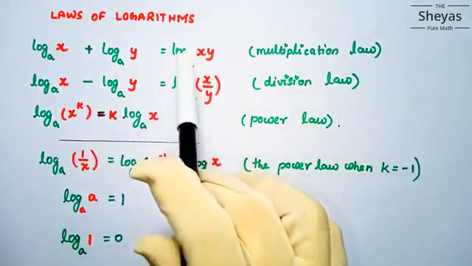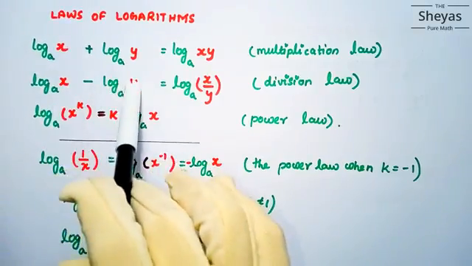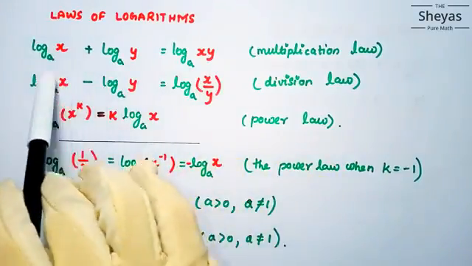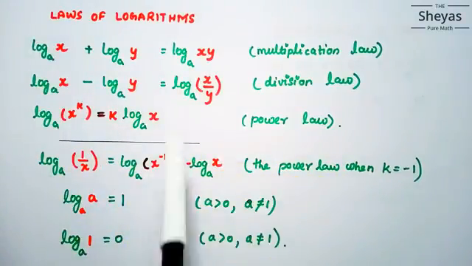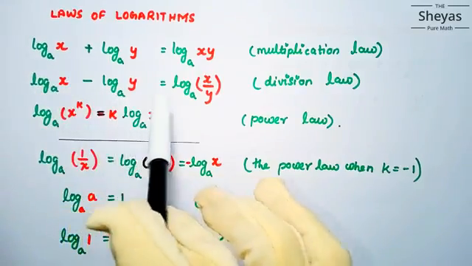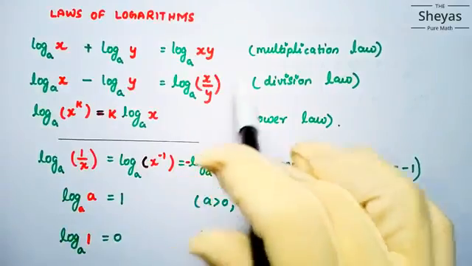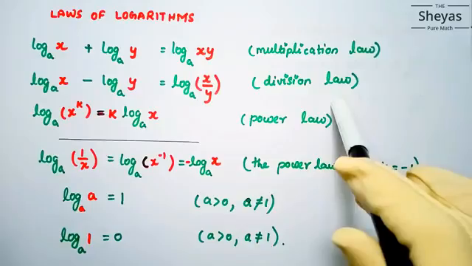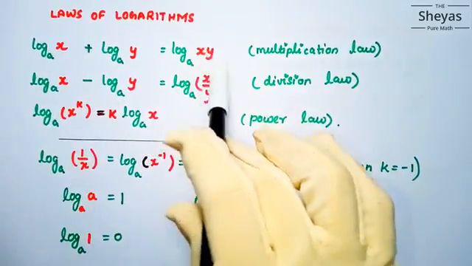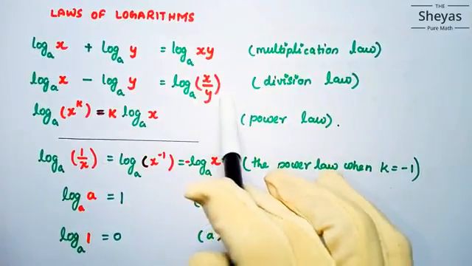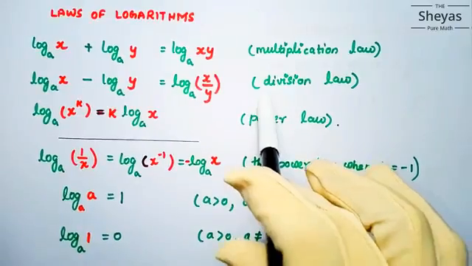Laws of logarithms. Log x plus log y is equal to log xy. The base here I used is a. So log x minus log y is equal to log x by y, that is x over y. So this is the multiplication law and this is the division law. If it is addition, then the answer will be in multiplication, and if it is subtraction, then it will be in division. So we call this the multiplication law and this the division law.